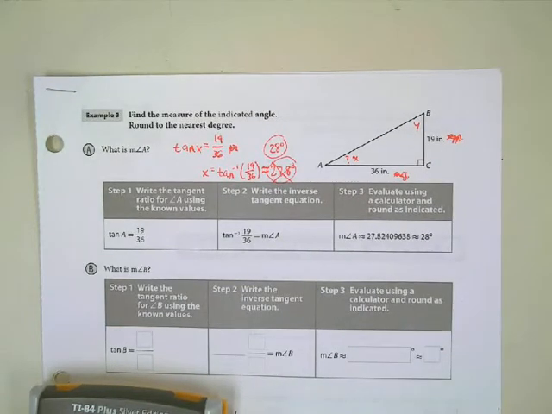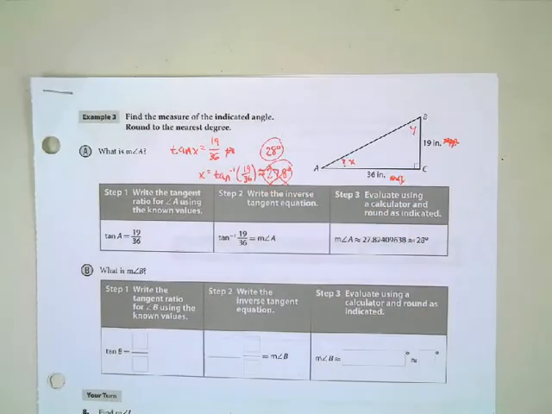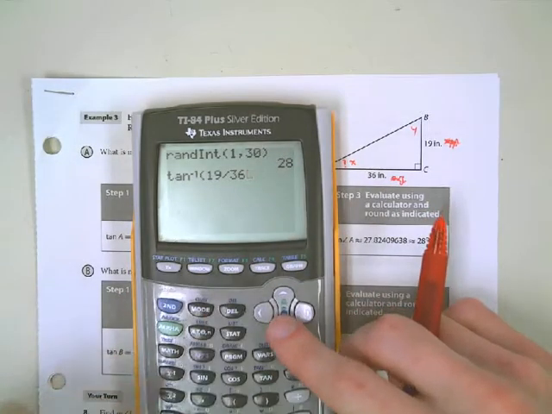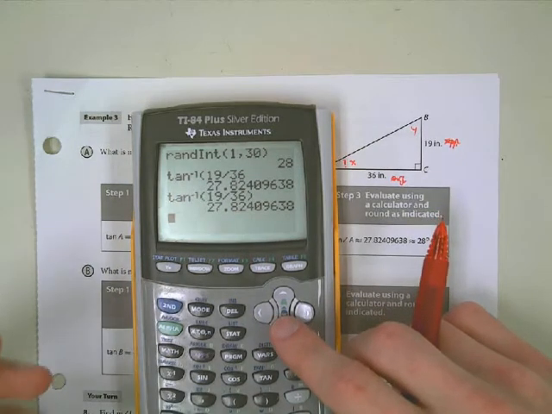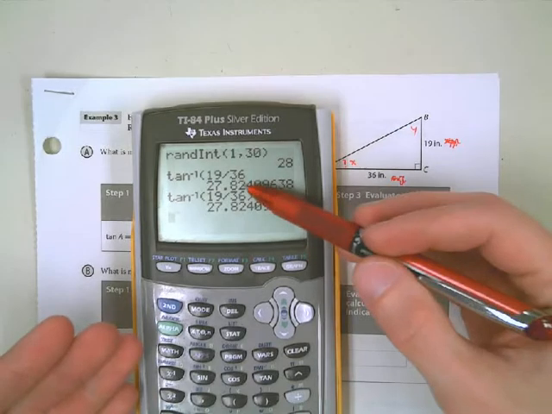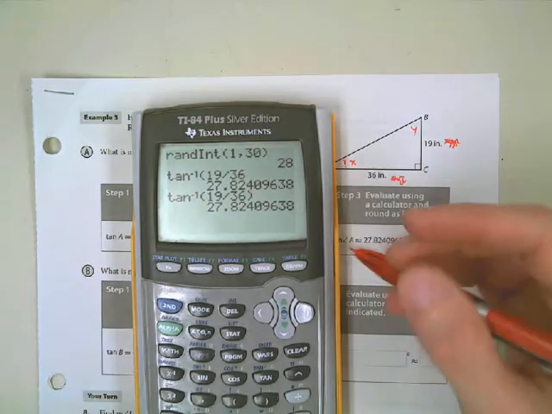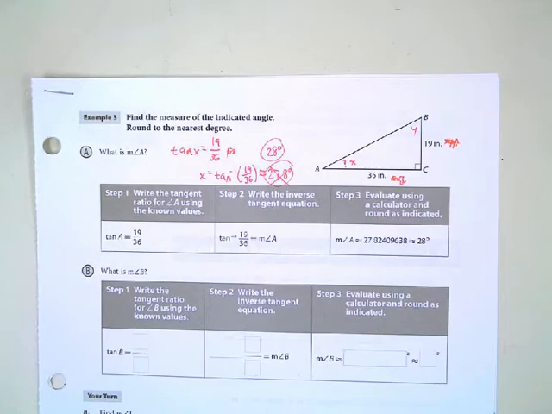Question: when you do 19 divided by 36 on the calculator, do you have to put the parentheses in when you're typing in the tangent? If I hit enter, or if I put the parenthesis and then hit enter, you can see it's going to be the same thing. I like to put the closing parenthesis, just in case there's other work that I'm doing. It's a good habit to get into, but it's not going to mess you up for these kinds of problems, okay?